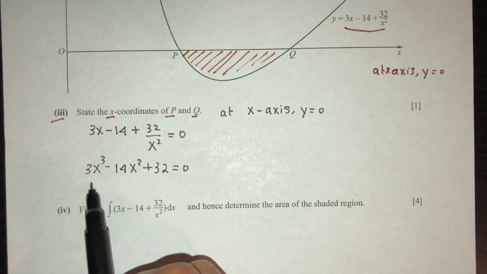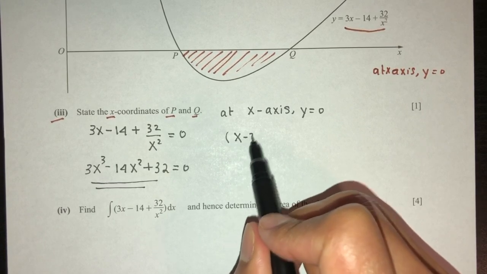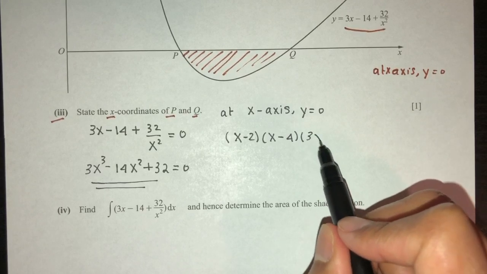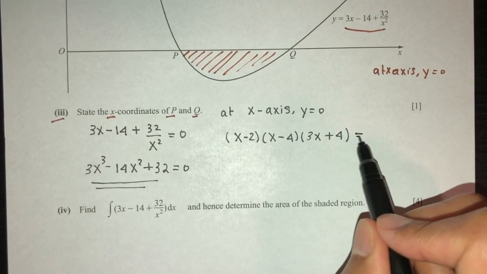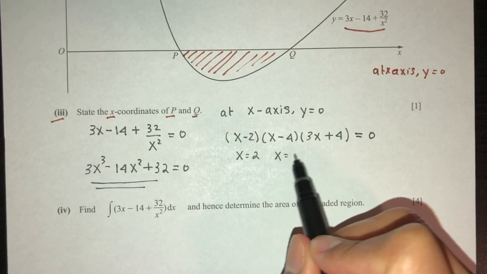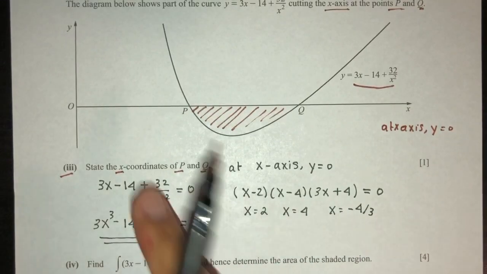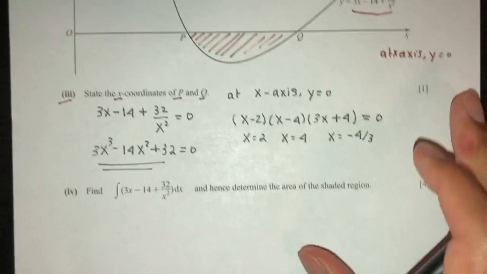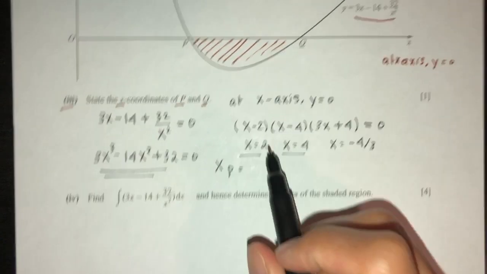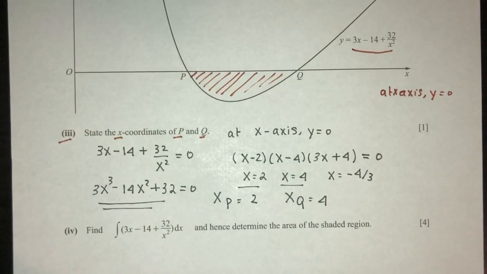Now in part 1 we have seen that this function can be factorized completely into x minus 2, x minus 4, and 3x plus 4, that is equal to 0. So what are the values of x? x can be 2, x can be 4, and x can be minus 4 over 3. In this case, as you can see, x is on the positive side, so x can only be those two values. So for P, x will be 2, and x of Q will be 4. So these two will be your answer for part 1.